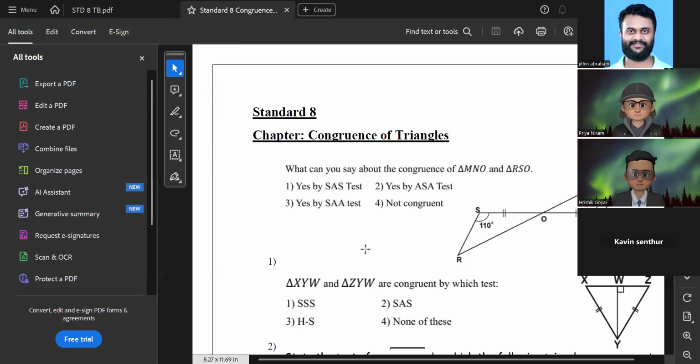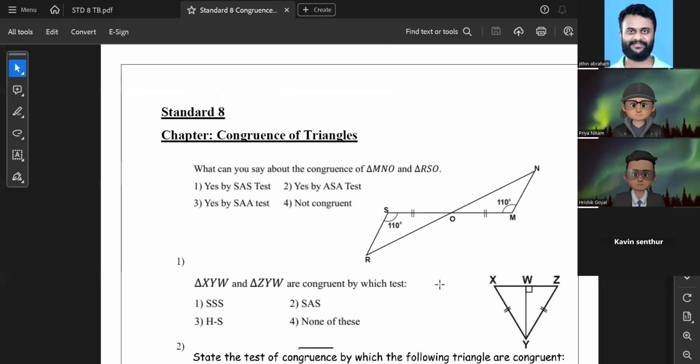Now let us solve the worksheet for congruence of triangles. Is the worksheet visible for everyone? Yes, sir. Oh, great. Let's start with the first problem. So here's the first problem. What can you say about the congruence of MNO and RSO?